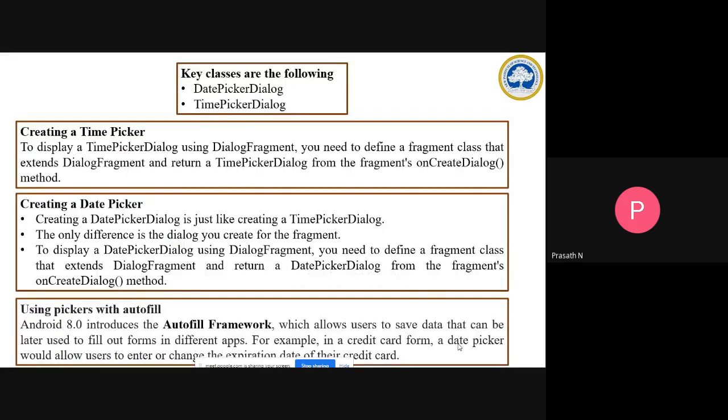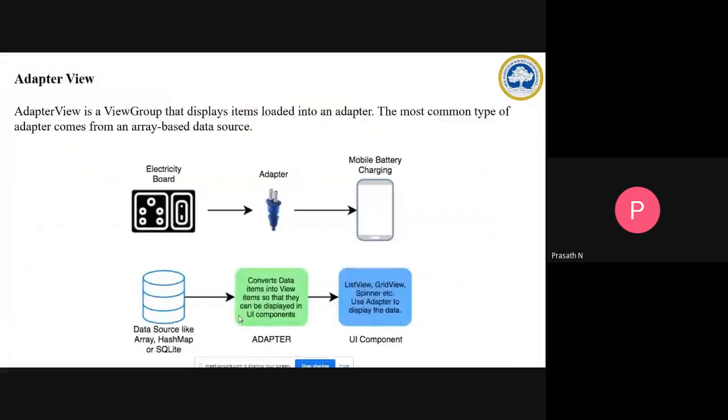And for that we have 2 classes. One is the date picker dialog and then the time picker dialog. This we have seen. Okay, and we also saw a concept called, if you see the third box, using the pickers you can also work with auto filling. Auto filling framework is also possible in this picker box. Okay, so that is possible from Android version 8.0 onwards. And also we discussed adapter.